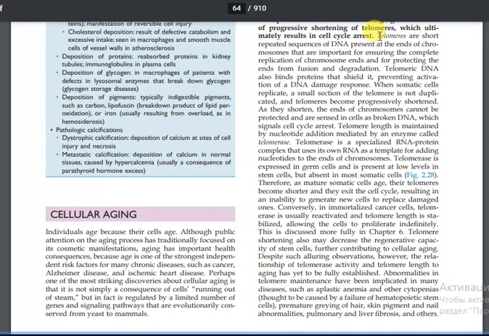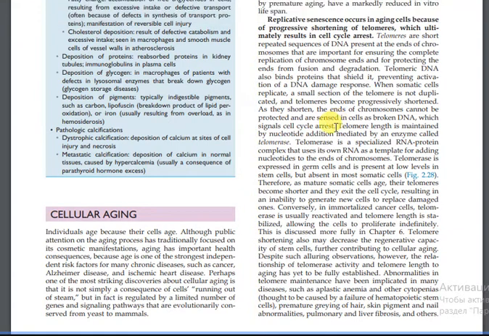Once again, what are telomeres? They are short, repeated sequences of DNA present at the ends of chromosomes that are important for ensuring the complete replication of chromosome ends and for protecting the ends from fusion and degradation. Telomeric DNA also binds proteins that shield it, preventing activation of a DNA damage response. When somatic cells replicate, a small section of telomeres is not duplicated and telomeres become progressively shortened. As they shorten, the ends of chromosomes cannot be protected and are sensed in cells as broken DNA, which signals cell cycle arrest.